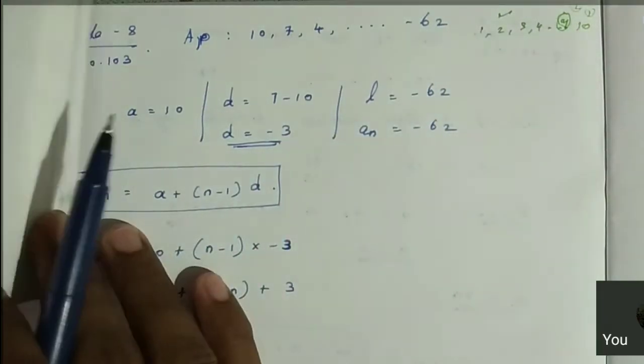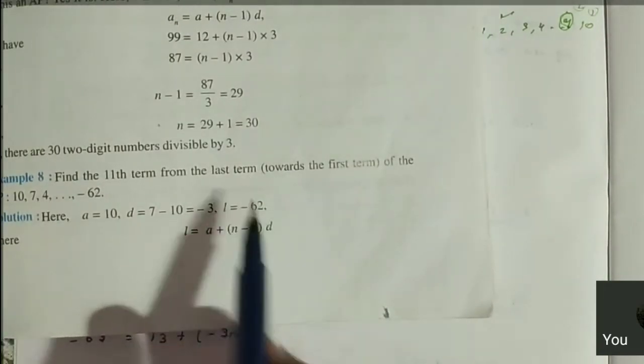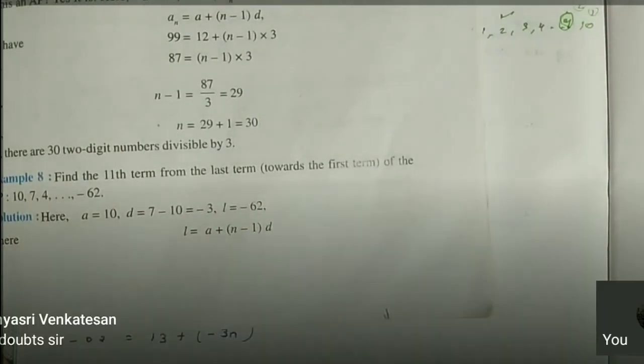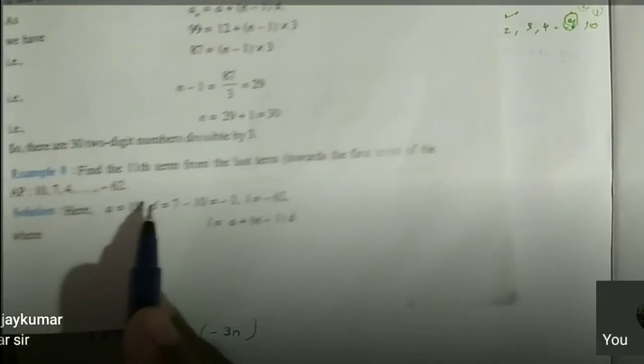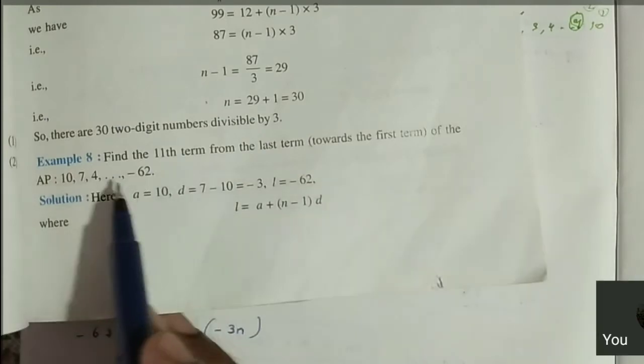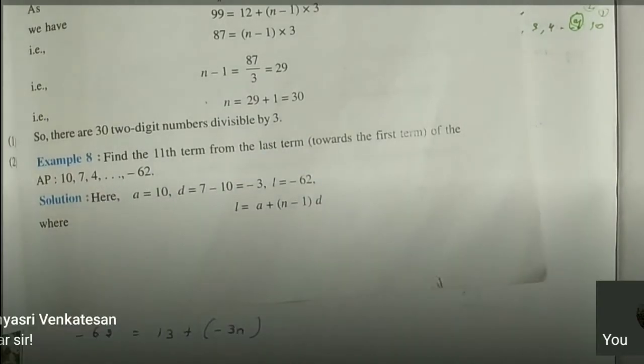Okay, now the same thing, listen. Find the 11th term from the last term. So backside onwards, we should find which term is the 11th term. In this AP, backside onwards, 62, then some number. We should find the 11th term. Are you clear?